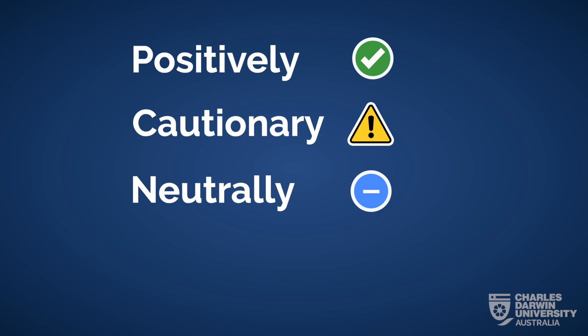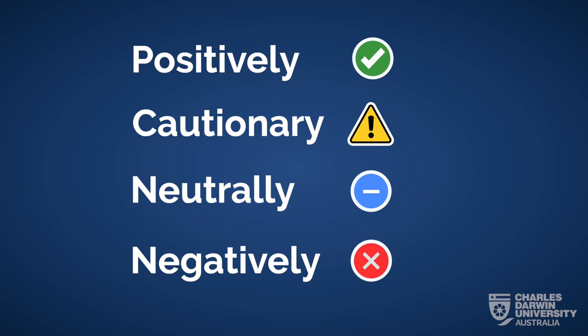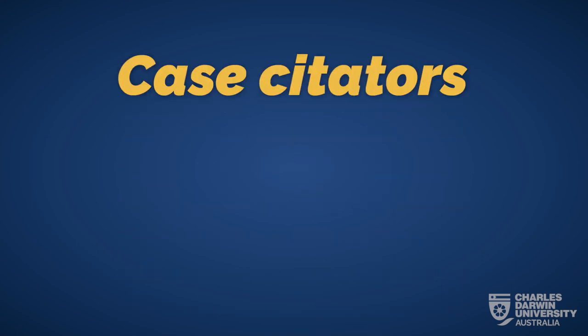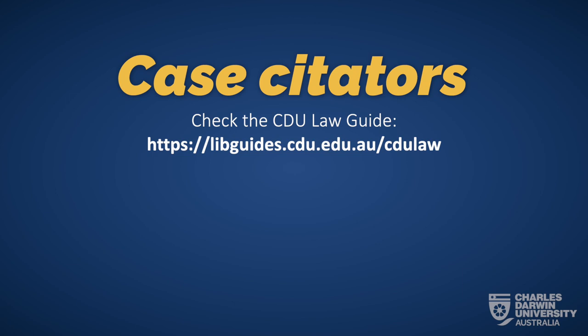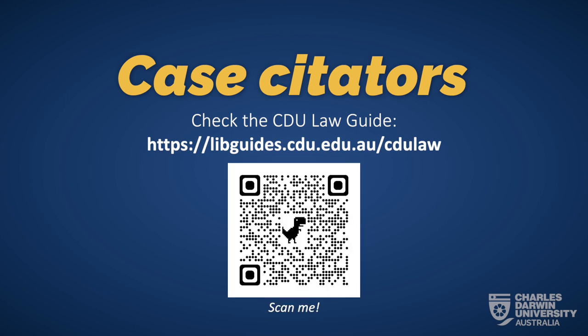Or has it been treated negatively, where a case has been reversed, varied, not followed, disapproved, or overruled on at least one point of law? You can use searching tools called case citators to tell you how your case has been used. You can find a list of case citators on the Law Guide.